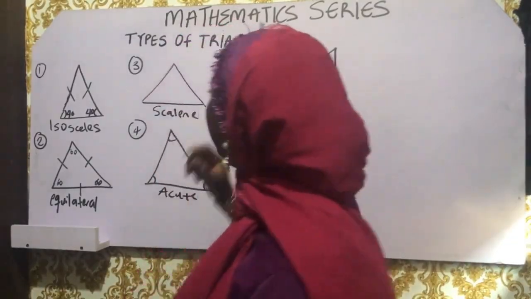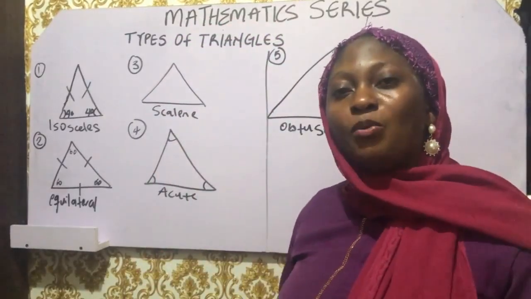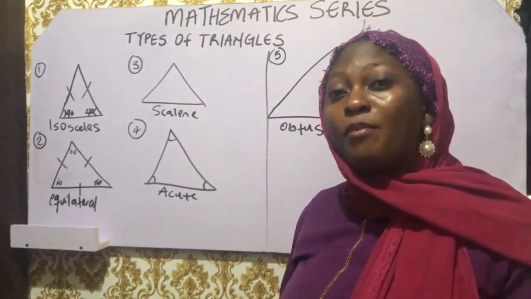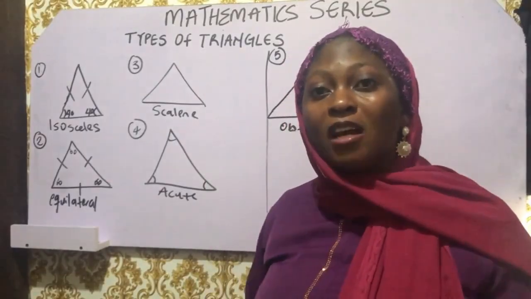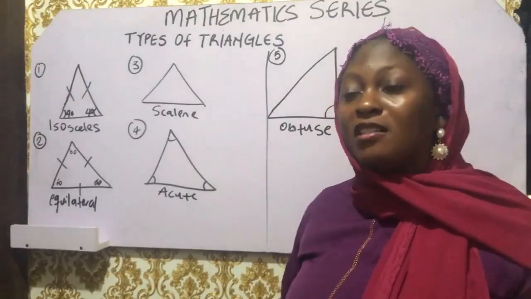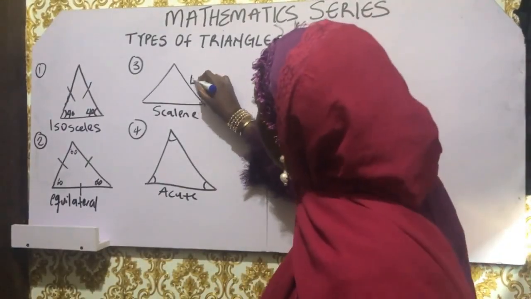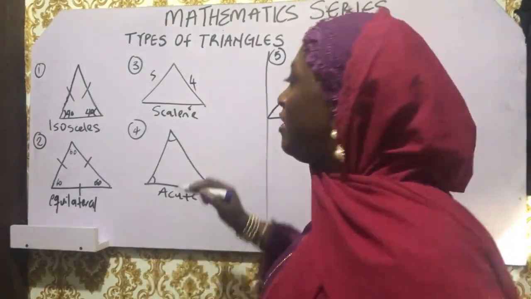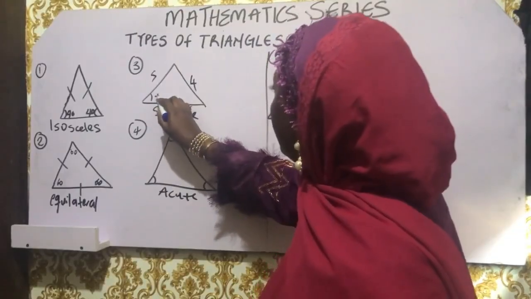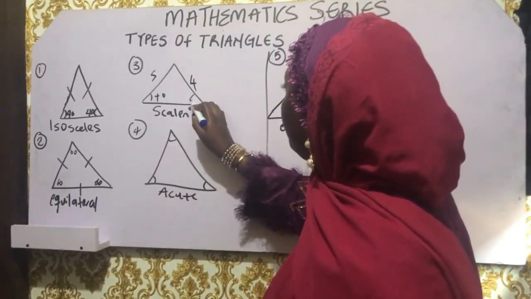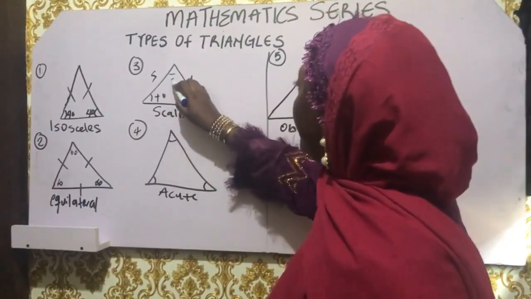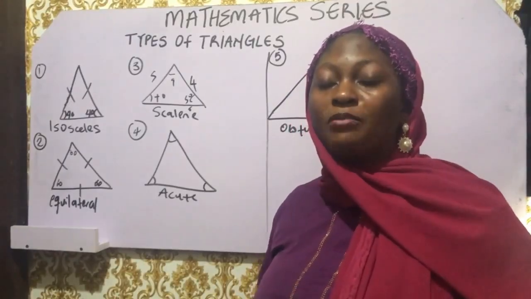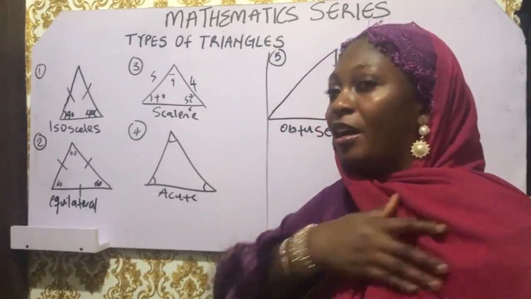Now we have scalene triangle. A scalene triangle is a triangle that has no equal sides and no equal angles. It means all the three sides have different lengths and different angles. For instance, if this is 4, this can be 5 and this can be 8. And if this is 40, this can be 50, this can be 90. So all the three sides are not equal. This type of triangle is called a scalene triangle.